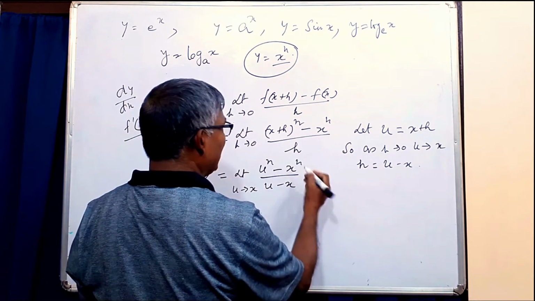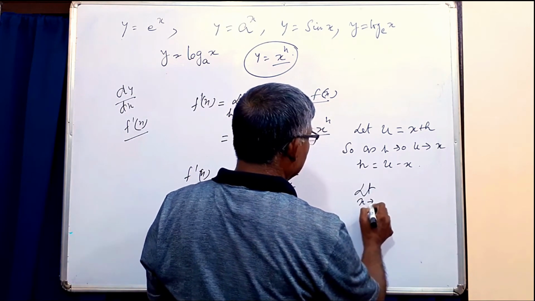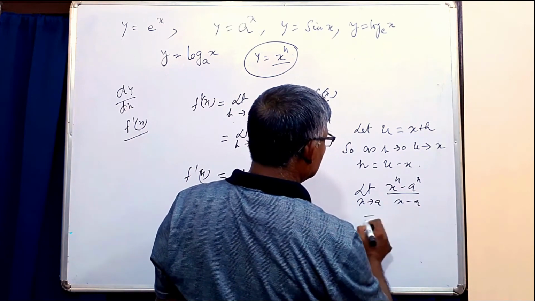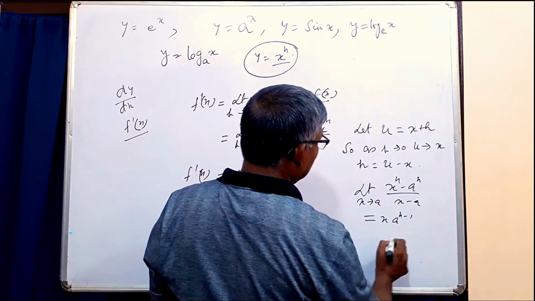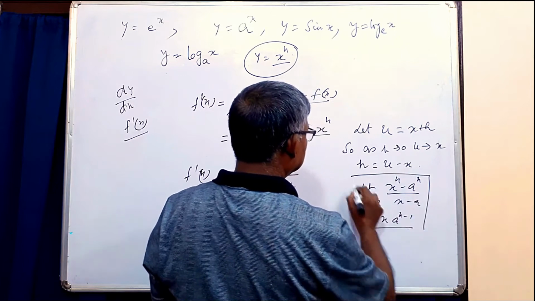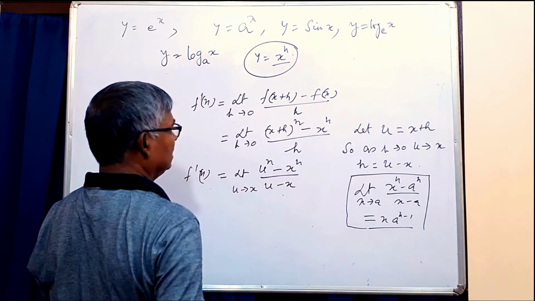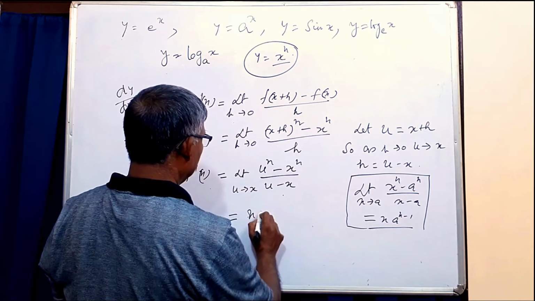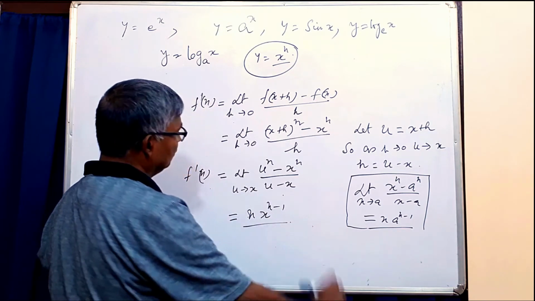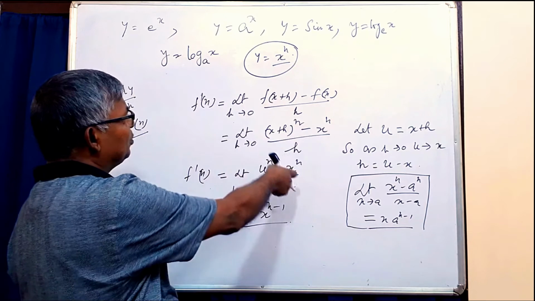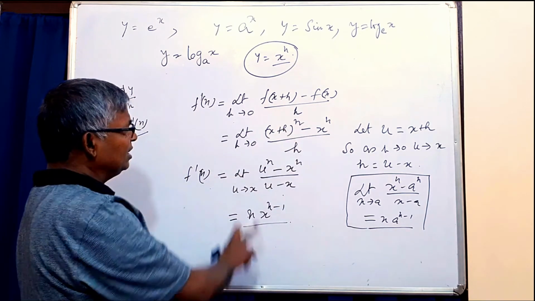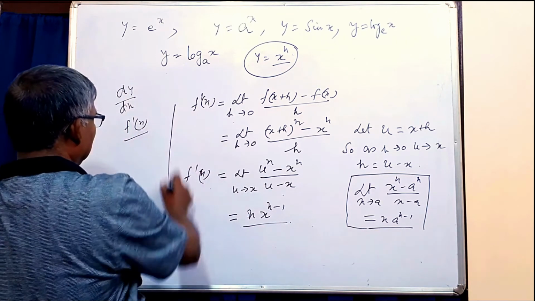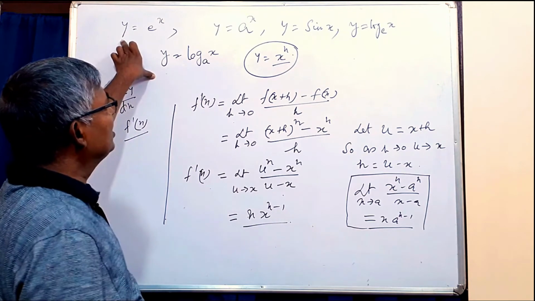So what is this formula? You have learned limit x tends to a, x to the power n minus a to the power n by x minus a equals n into a to the power n minus 1. Apply this formula here, so you get n into x to the power n minus 1. In another way this problem can also be solved by expanding this, but I think this is the shortest method. With this technique you can solve all these problems very easily.